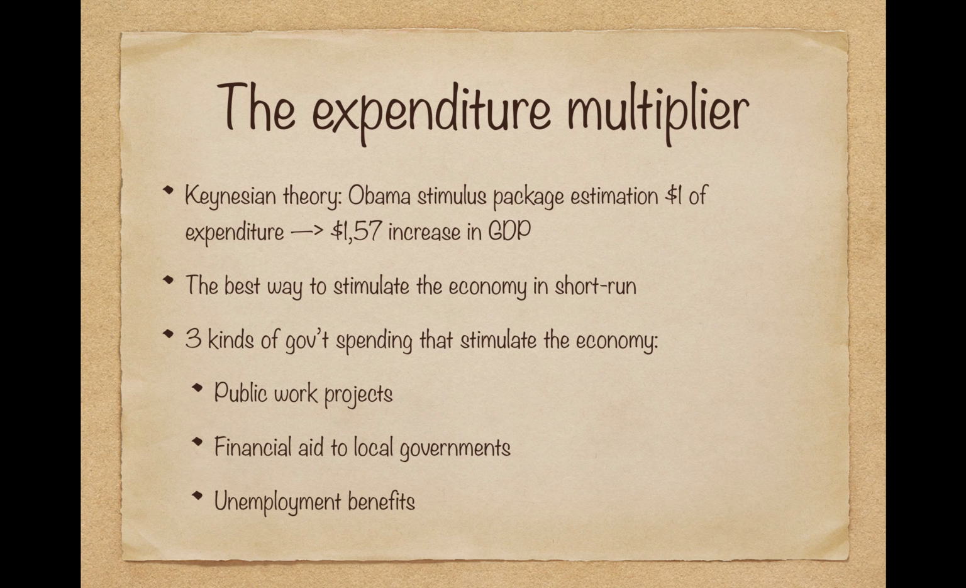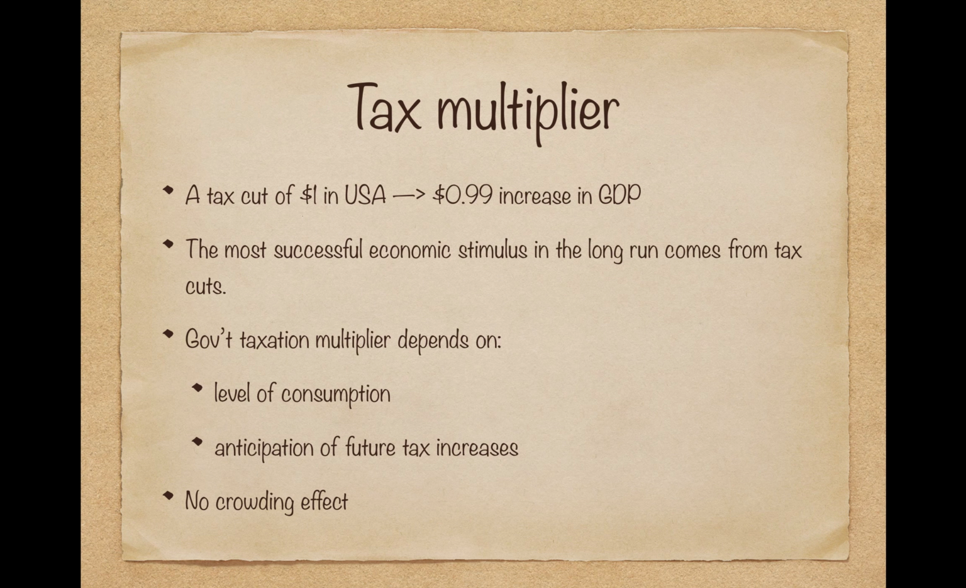There are three kinds of government spending that stimulate the economy. First, public works projects. Second, financial aid to local governments. And third and last, unemployment benefits. Then we can consider the effect of the tax multiplier. First, we have from studies in the US that a $1 tax cut brings only $0.99 more to the GDP.